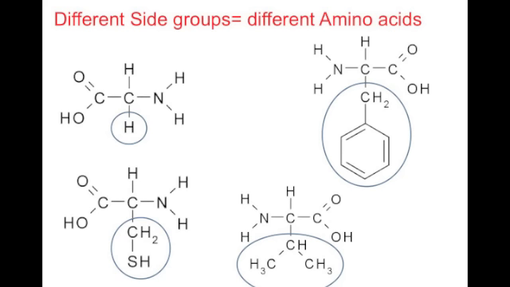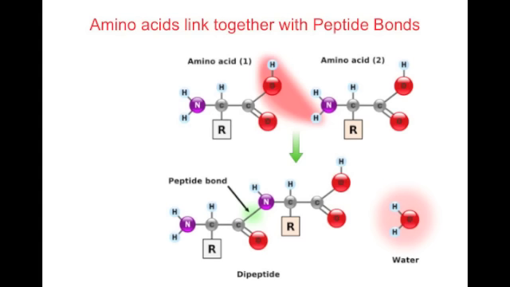Okay, so these R groups can either be polar, they can be nonpolar, or hydrophobic. They can be acidic, or they can be basic. And so these different characteristics are going to kind of determine how the protein folds.